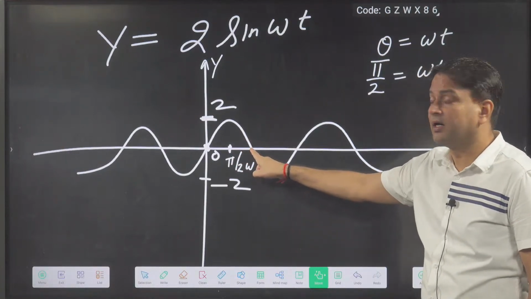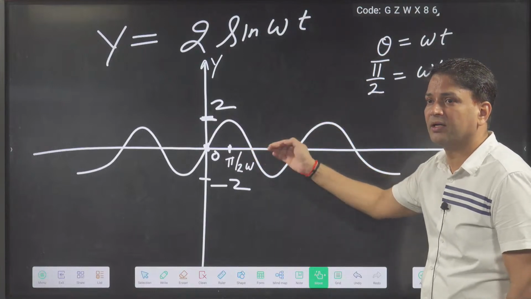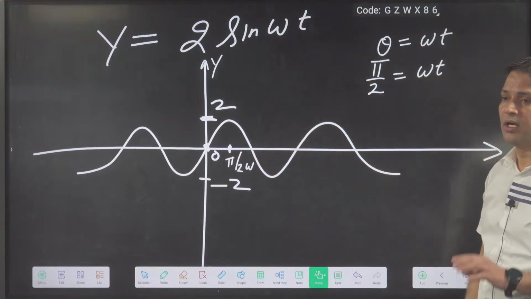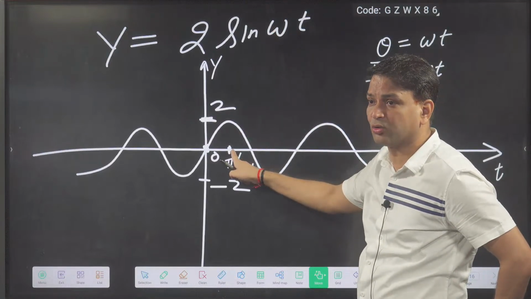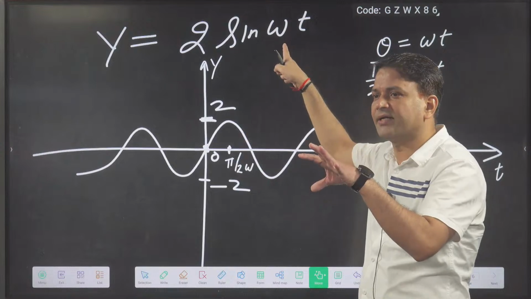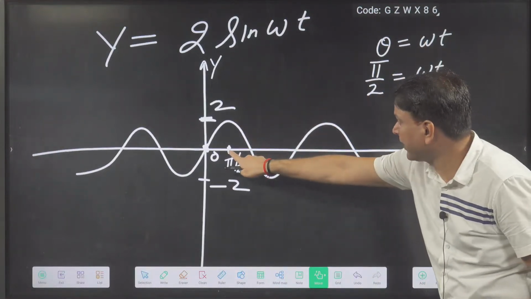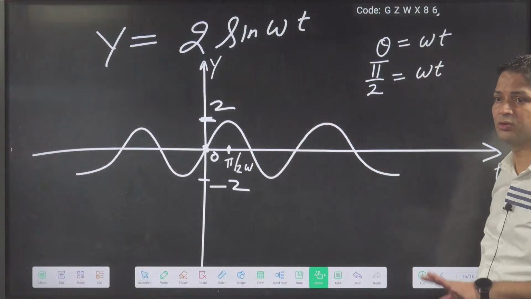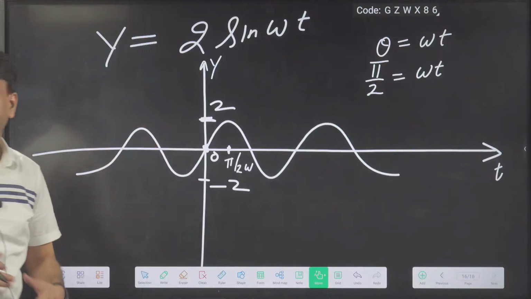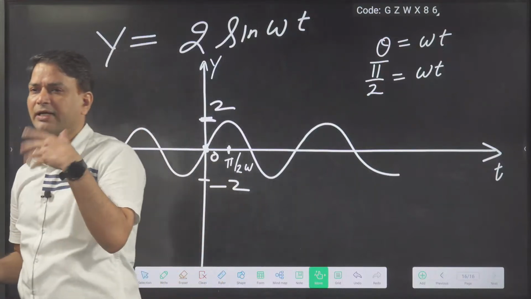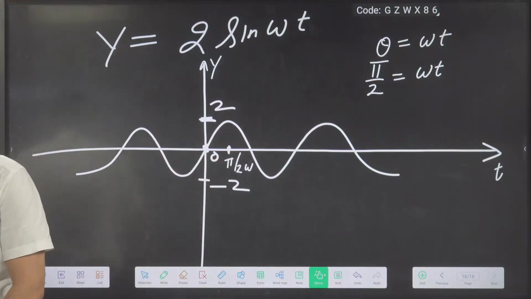In the same way, here I write pi in the place of theta, then here I will get pi by omega. Like that I can put the x values also. Everybody got it or not? If theta is given, I can directly write pi by 2 here, but in the place of theta they have given omega t. So when the theta value is pi by 2, what is the value of t? Pi by 2 omega. Later we will discuss the period of sine theta, the period of sine omega t and cos omega t, the time period, everything. Then you will get more clarity.